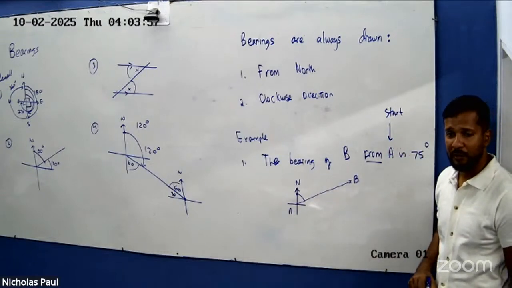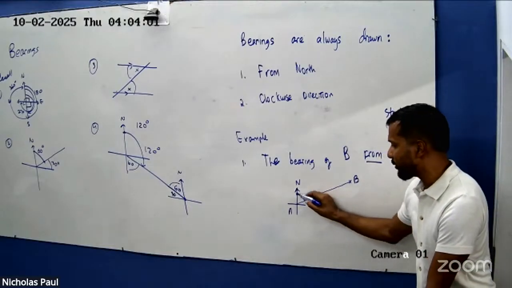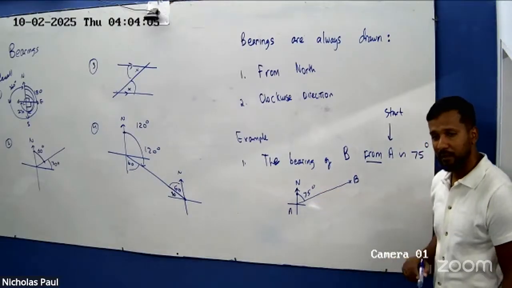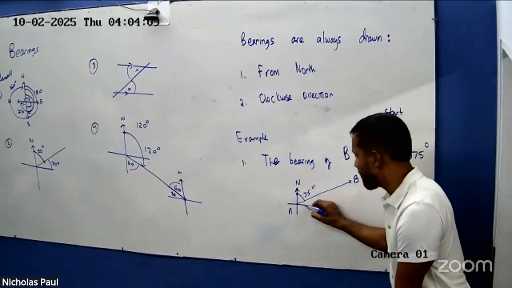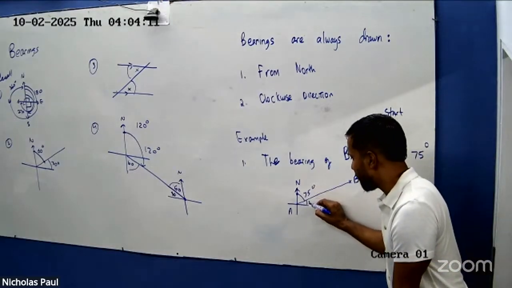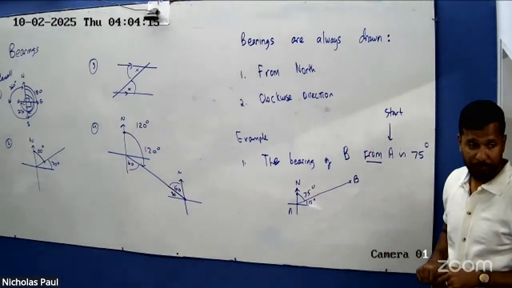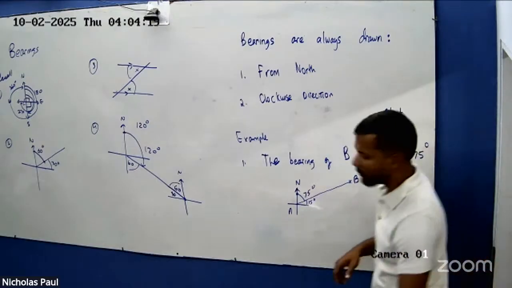Everybody okay with that? Yeah? What's the angle here again? From here to here? 75. What's the angle underneath? 90 minus 75, which is 15. All right? Nice. Copy it down. That's example 1.